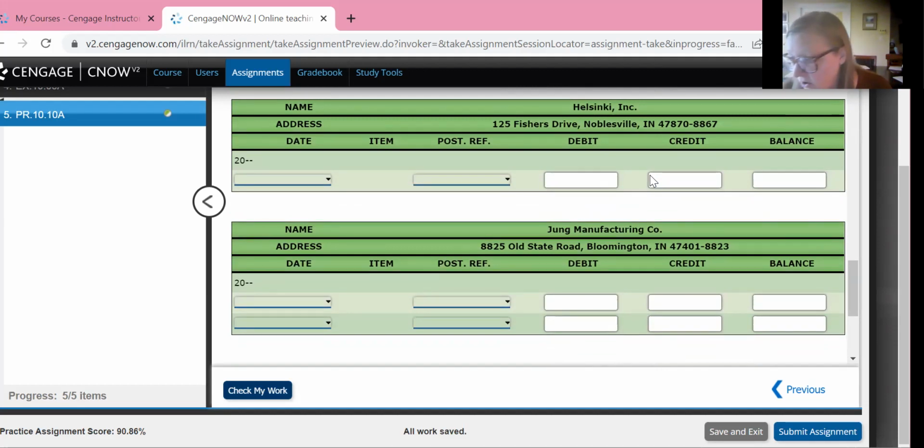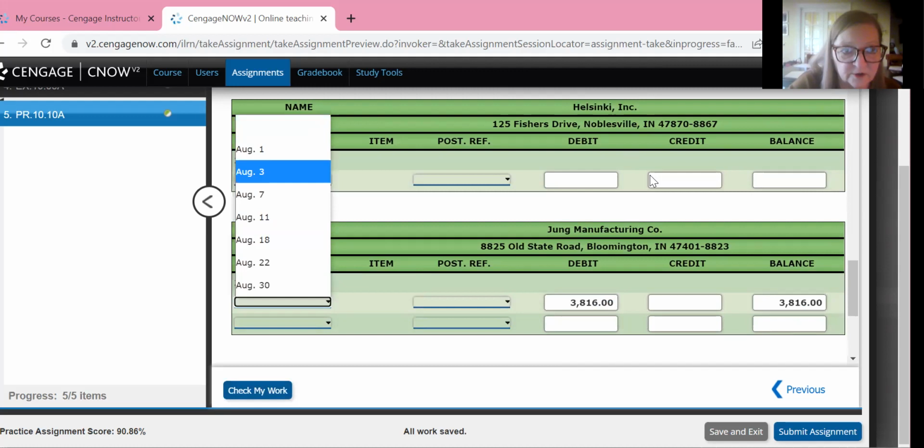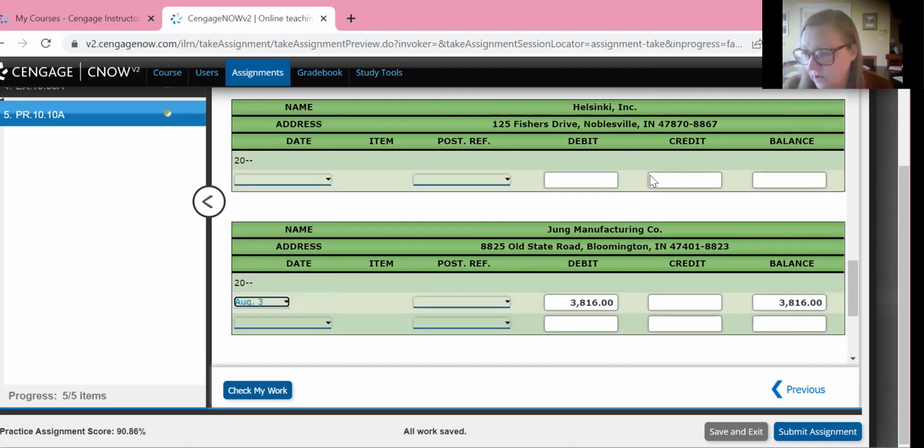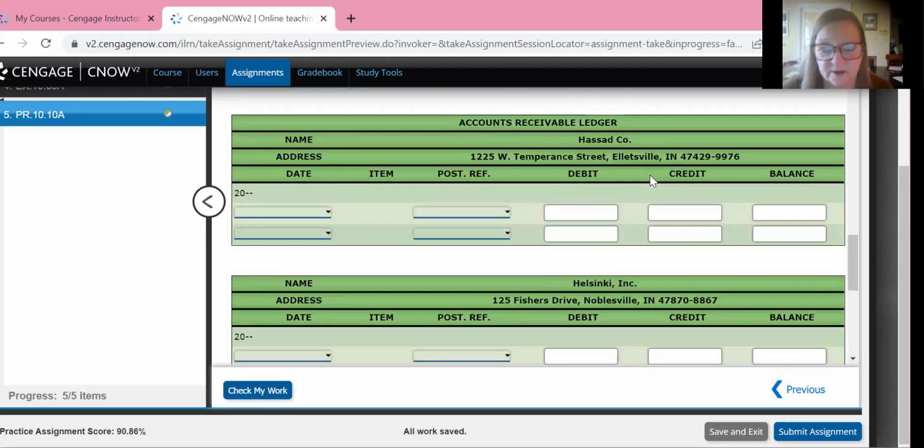Okay, so for Jung, $38.16 was the amount, and so his ending balance was $38.16 for that point. And that's August 3rd. That's when that happened. Nope. Oh, I did the wrong one. Jung, I'm wrong. August 1st was not the $38.16. It was $12.72. Sorry. $12.72. Okay. That's August 1st. And that's all I'm doing with that one.